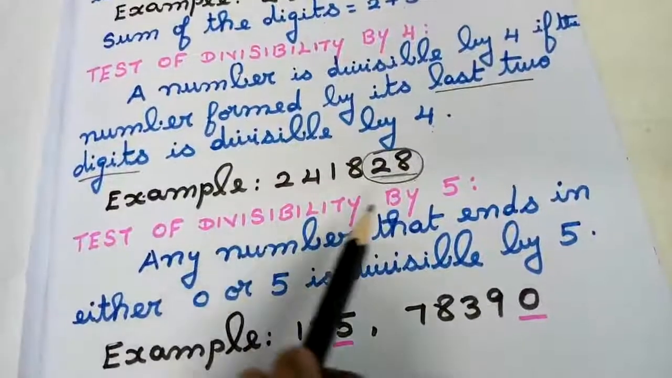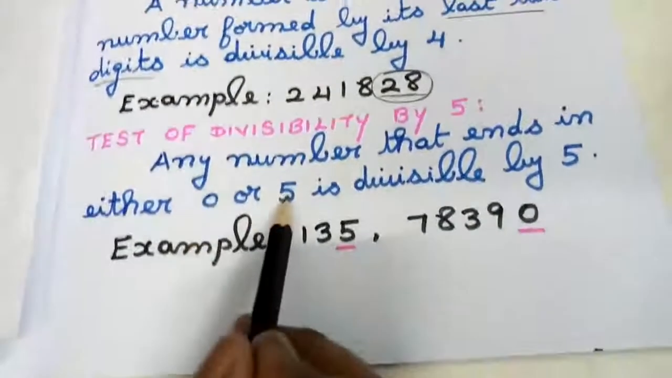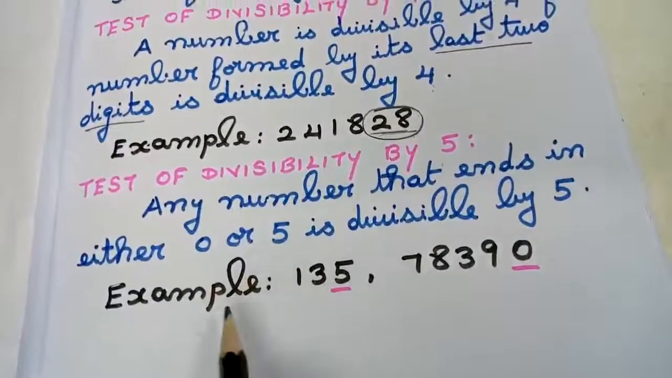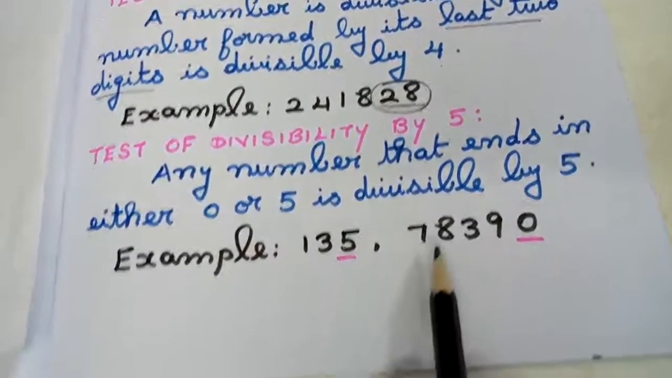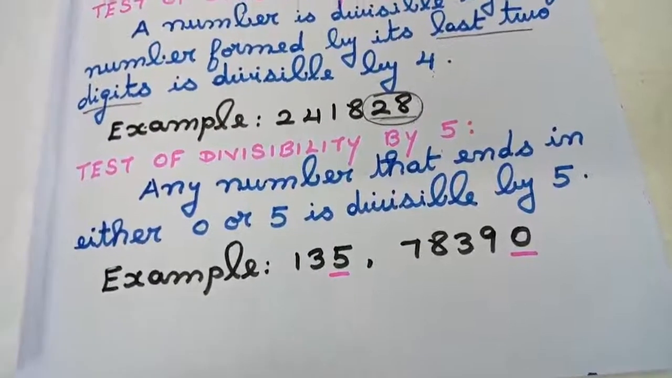And the test of divisibility by 5 is very easy. If your number ends with 0 or 5, then I can say that particular number is divisible by 5. So using this concept, we are going to start with exercise 2b.